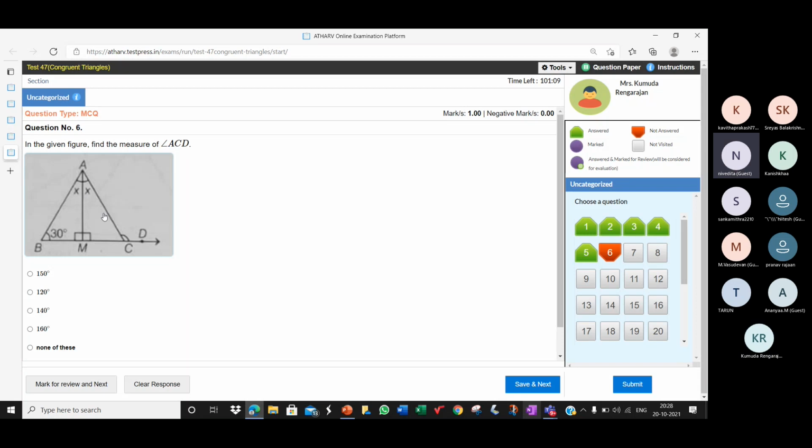Yes. And by the exterior angle of a triangle property, what is angle ACD? 90 plus 60, 150. 150, ma'am.